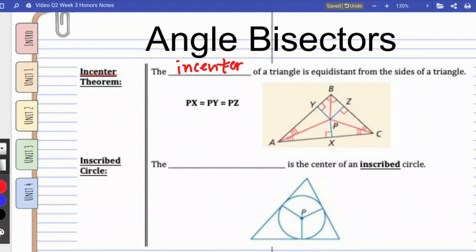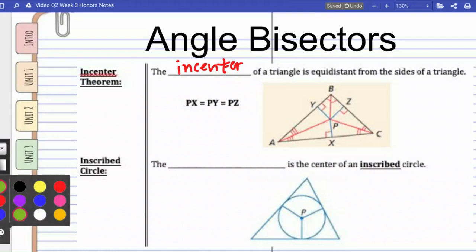So the red lines represent the angle bisectors. They meet at point P, and point P to X, this distance at a 90-degree angle, from P to Z at a 90-degree angle, and from P to Y at a 90-degree angle, all 3 of those distances are exactly the same.